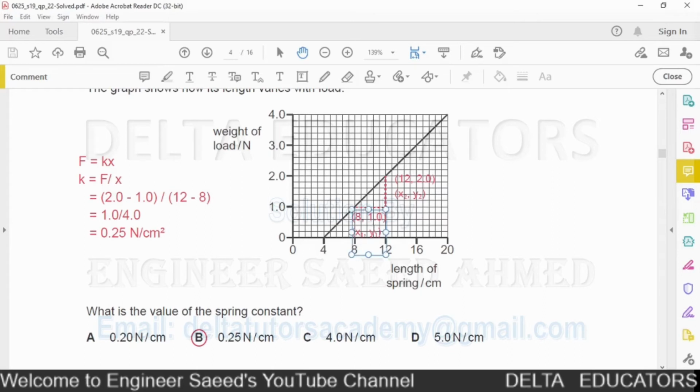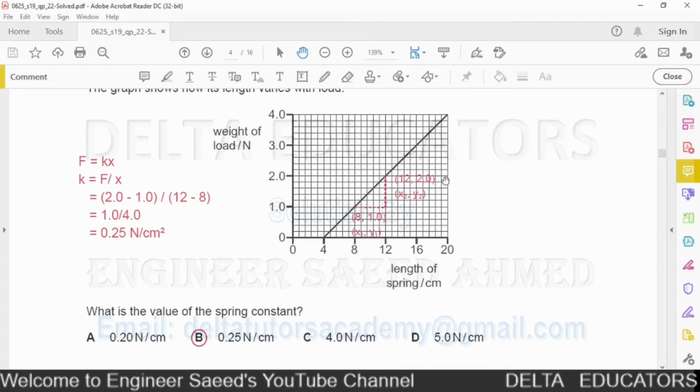Now here we have to consider 2 points. We have considered this point as x1, y1, and this point as x2, y2. Here this point on x-axis it is 8, on y-axis it is 1. So this point will become 8, 1. And here on x-axis it is 12, on y-axis it is 2. So this point x2, y2 will be 12, 2.